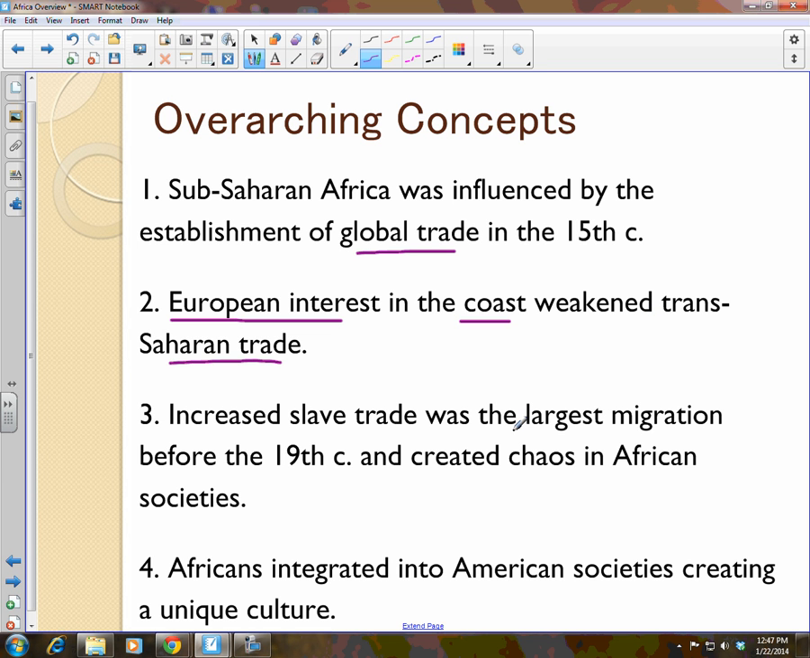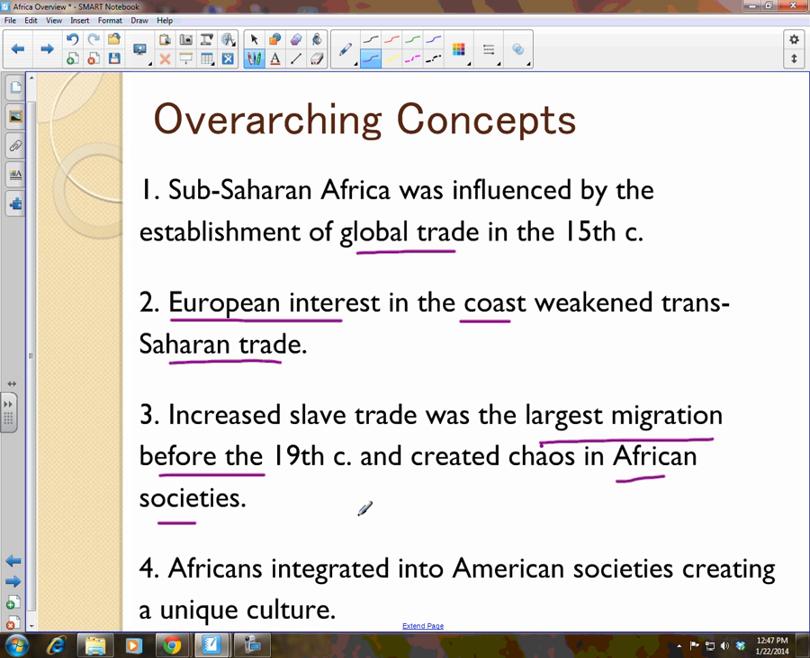Slavery, both African and Islamic, had been a part of Africa for centuries, but the increased slave trade, because of the European involvement, dwarfed its predecessors and actually constituted the largest migration in history before the 19th century. Not only that, but when millions of Africans were captured and sold into slavery, their home societies were often left in chaos in Africa.